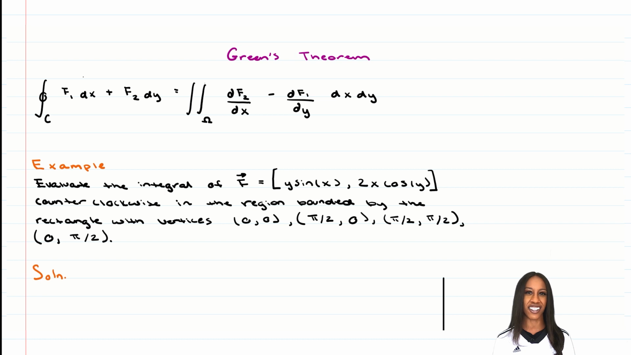All right, now let's take a look at our example. So our example says, evaluate the integral of the field y sine of x, 2x cosine of y, counterclockwise in the region bounded by the rectangle with vertices (0, 0), (pi/2, 0), (pi/2, pi/2), and (0, pi/2).